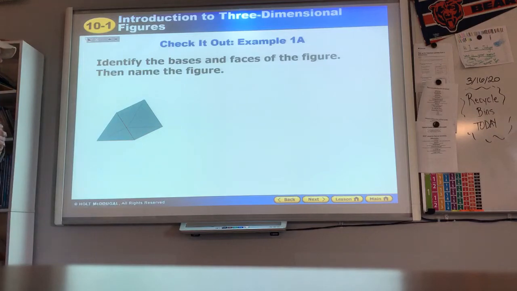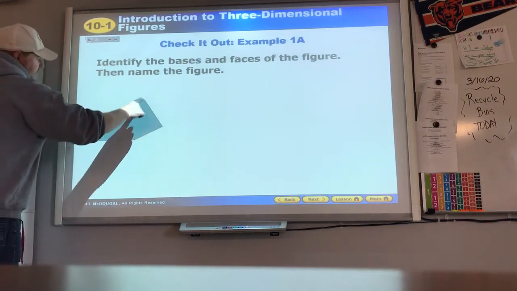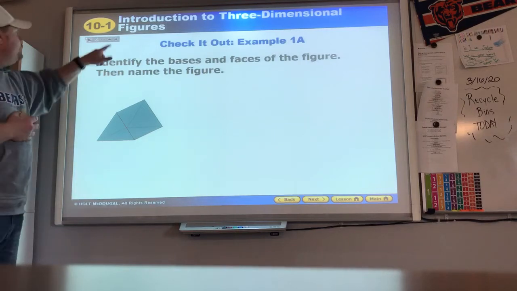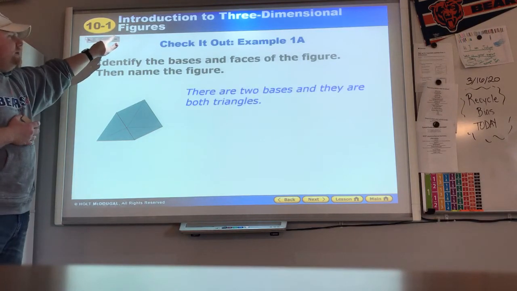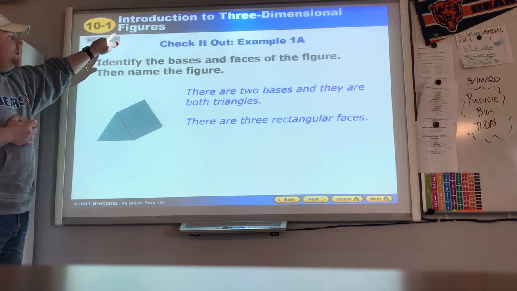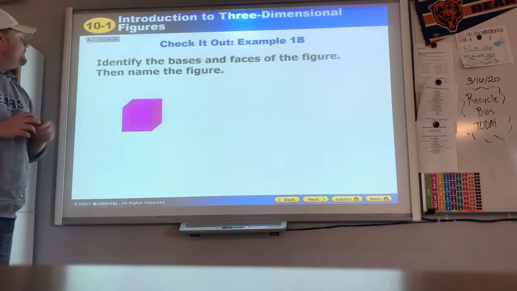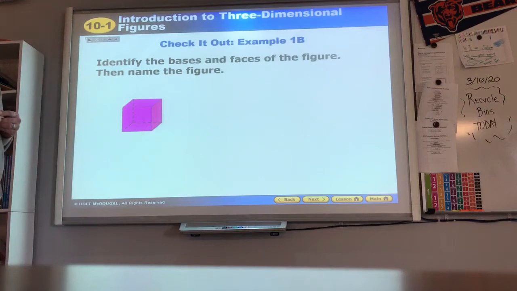Here we have what I'll call a tent, but it's actually called a triangular prism, because if you see, we have a triangle down here, we have a triangle back there. Those are the 2 that are the same, and there's 3 rectangles that connect them, so that is the 3 faces. And we have 2 bases that are triangles, and there are 3 rectangle faces. All right, triangular prism.